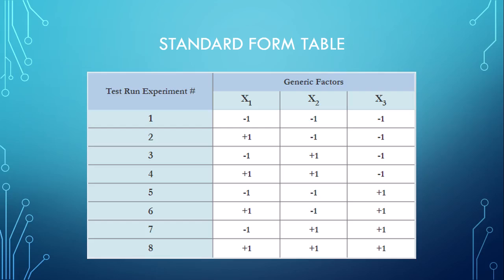Our table must be assembled in what is referred to as standard form. This means that combinations must follow a specific order, with each run of the experiment representing a unique combination. In the table we see here, the standard order has been followed for our generic variables and their respective states.